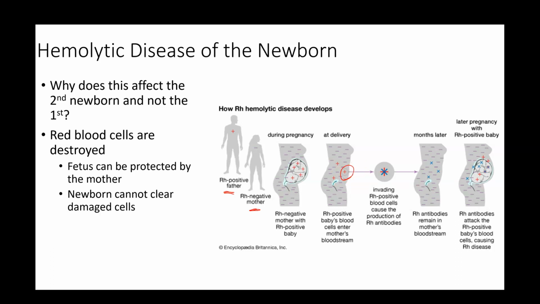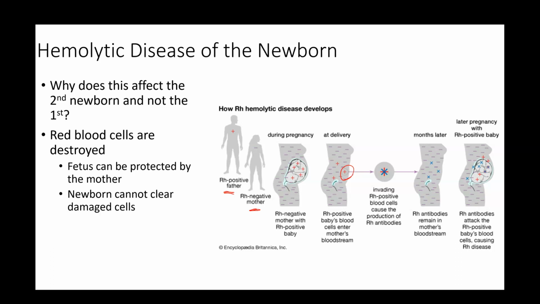The mother's immune system has now been alerted to this new antigen. This is going to cause her immune system to create memory B cells that recognize that Rh antigen. So far, everything's okay. Baby's fine, mom's fine, but she now has these memory B cells that can specifically recognize the Rh antigen.